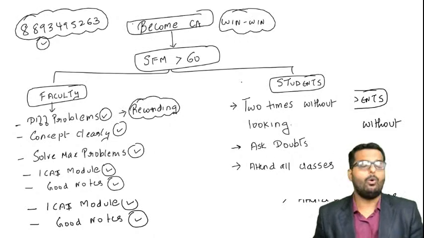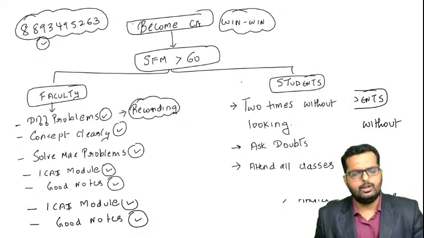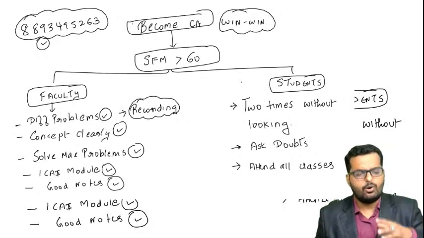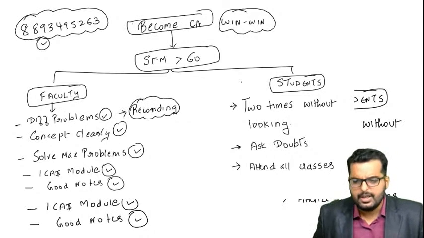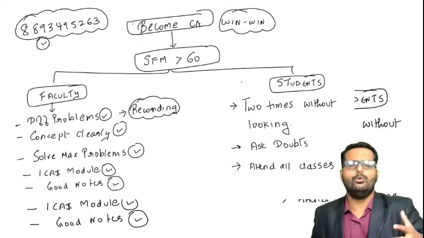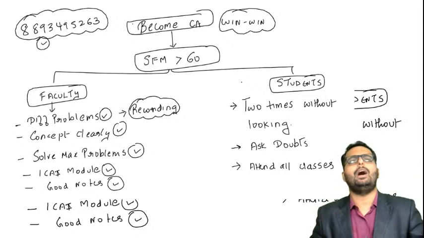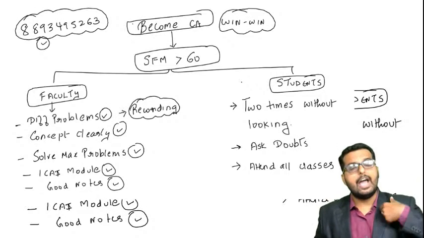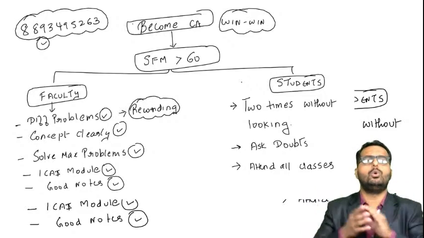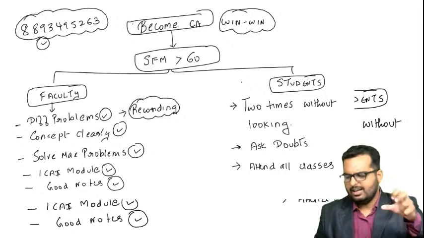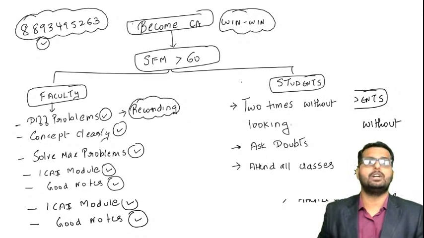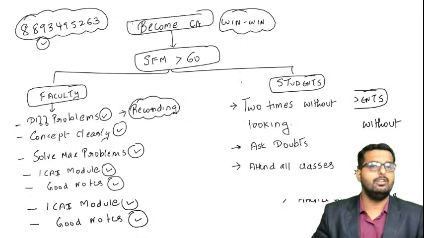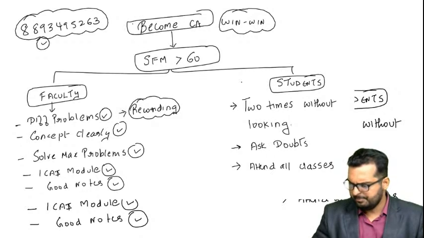And as students, what are you supposed to do? Work out every question 2 times without looking. Ask all the doubts that are coming to you and attend all the classes without fail. If I do my part with full dedication, you do your part with full dedication, I will also win, you will also win, and together as a team, we will crack this main issue that many of us are facing. That is, you will all become chartered accountants. Alright, so shall we start positively with today's class now?